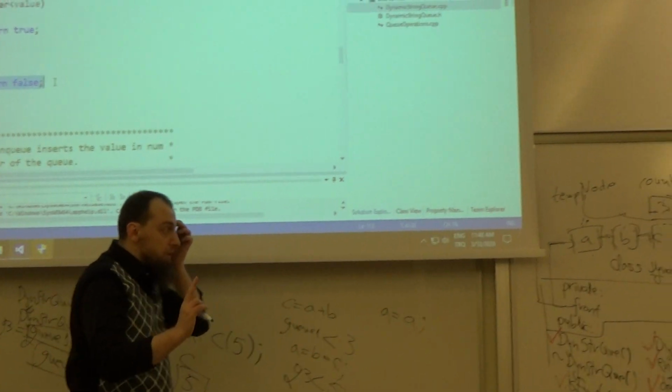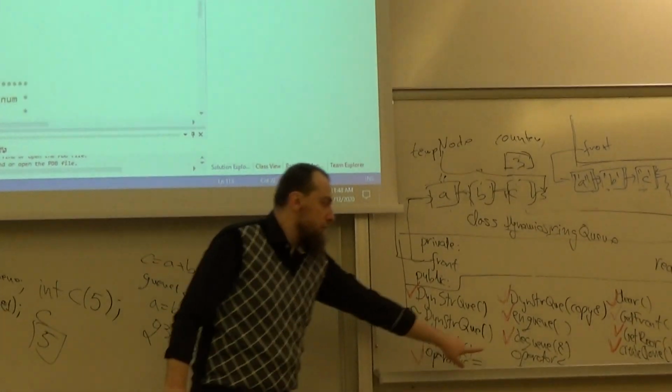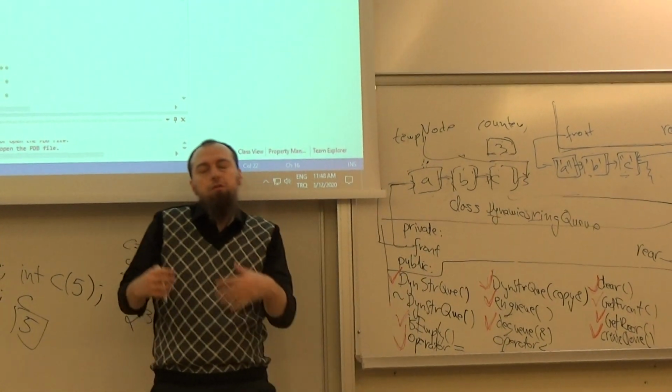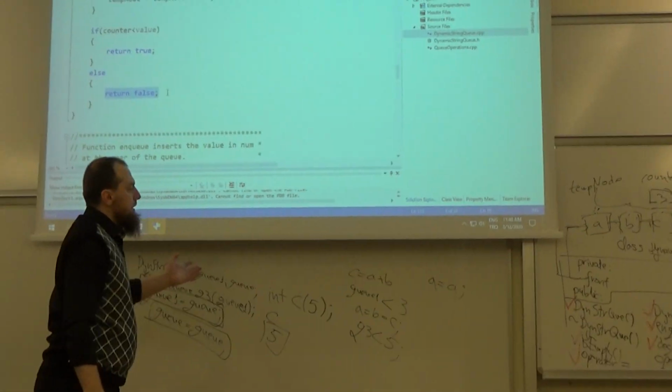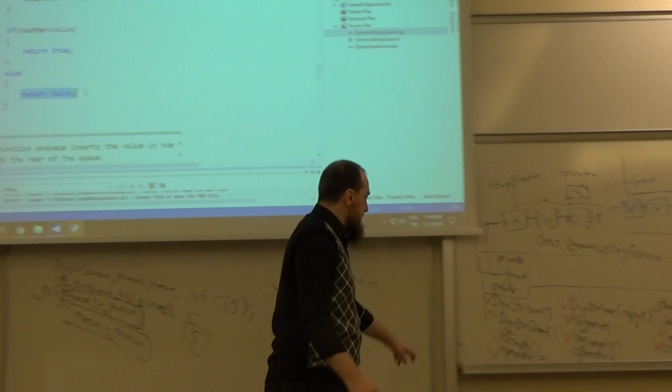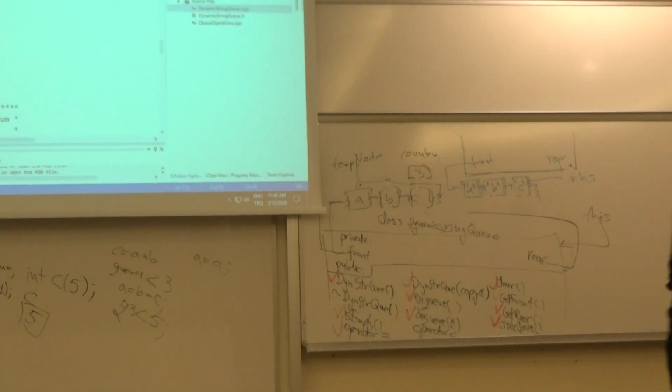So we saw 2 operators now: operator equal and operator smaller than. They're kind of functions, but not ordinary functions. And finally, we have something also important, it's the destructor.